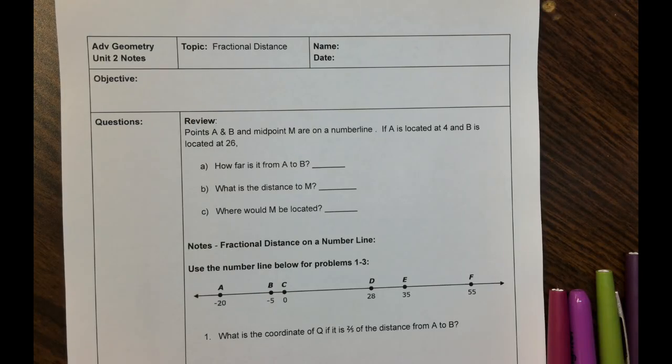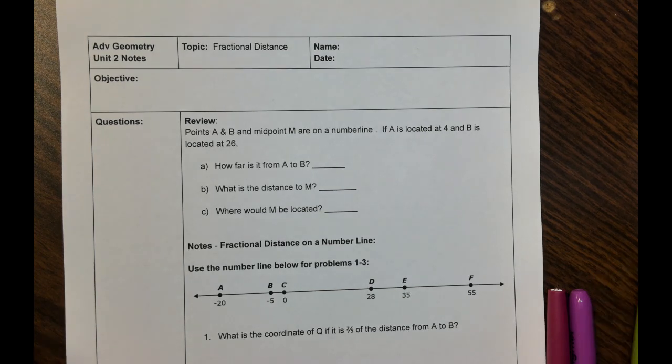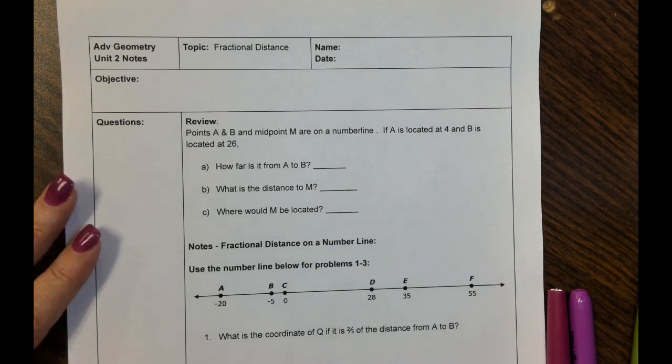We've recently talked about how to find the midpoint of a segment. So today what we're going to talk about is how do you find a point on the line that's a fractional distance but maybe isn't the midpoint. Okay, so just to review real quick, you have points A and B, and M are on a number line, and M is the midpoint.